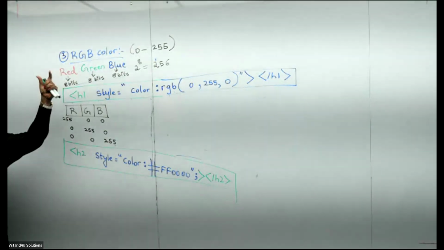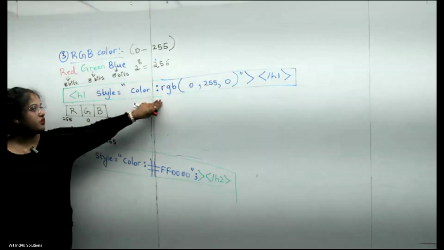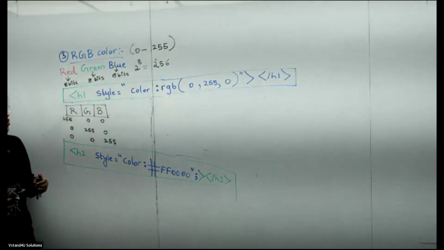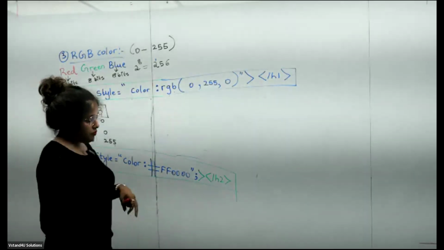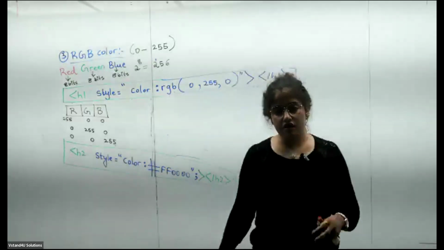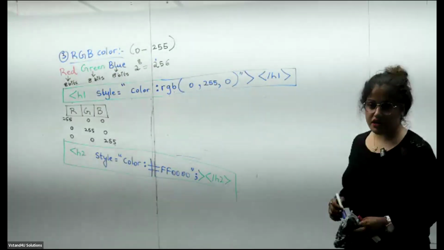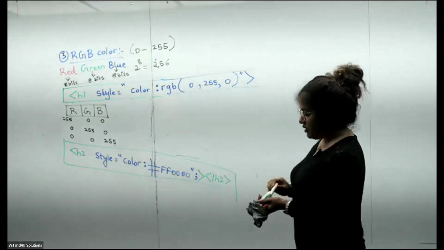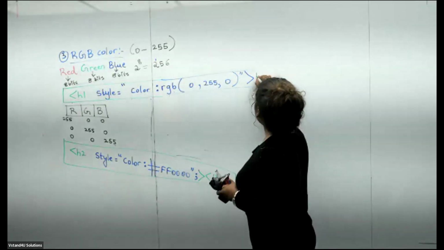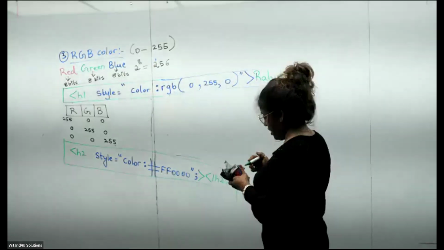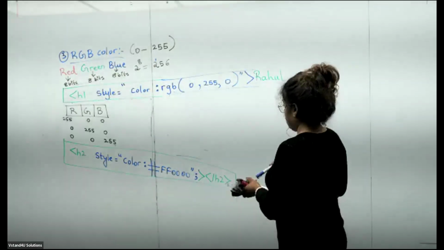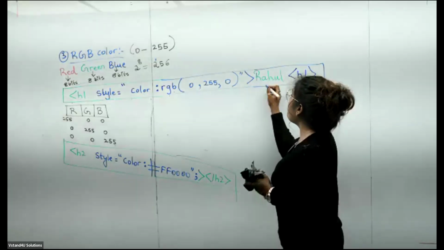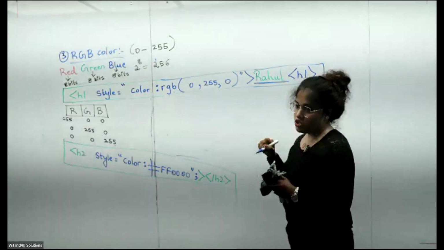You have only 3 colors in that. Whichever color you want, give the highest value to that. So for this one, how will my output be displayed? Since I have given it for green color, now you tell me, have I passed any content here? So if I want to pass the content, what will I do? Now I want the content to be, say, some name, okay? And I will close this H1 tag. So now I have passed the content. Yes or no?